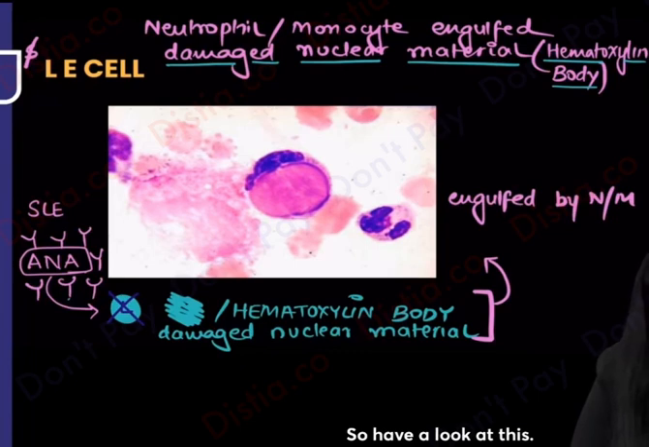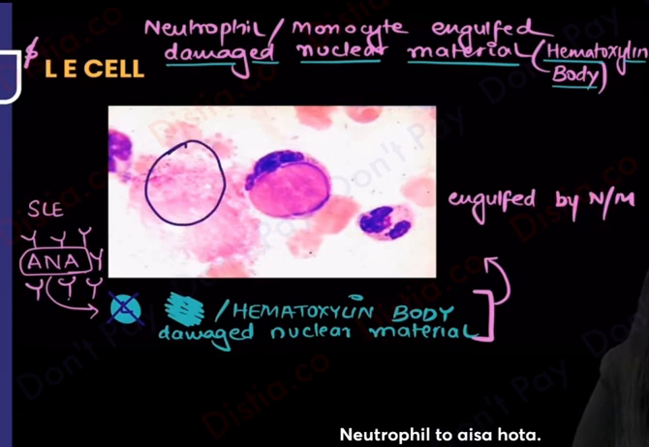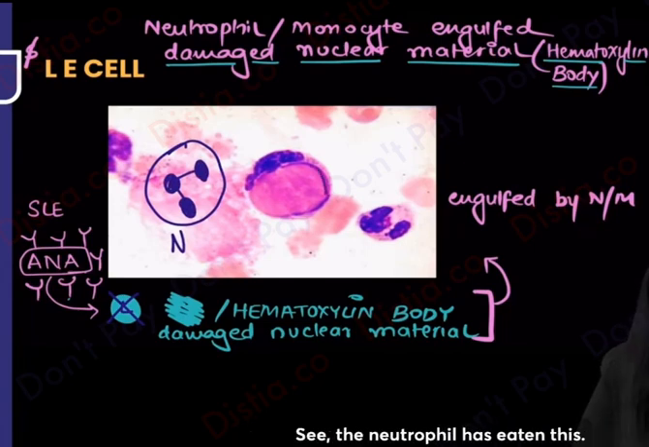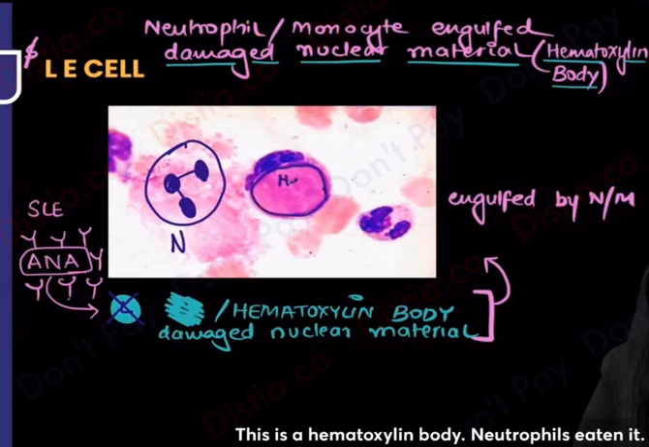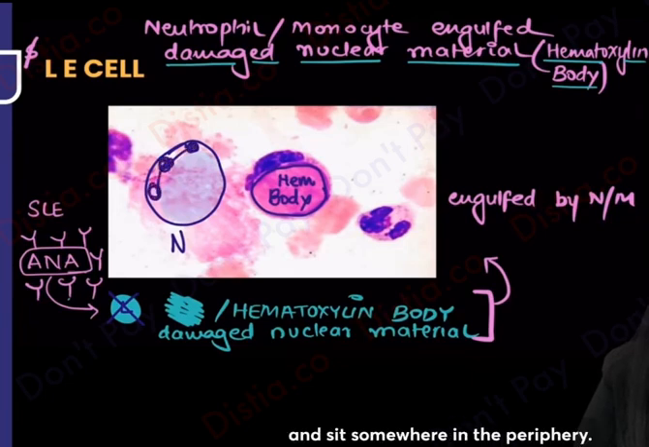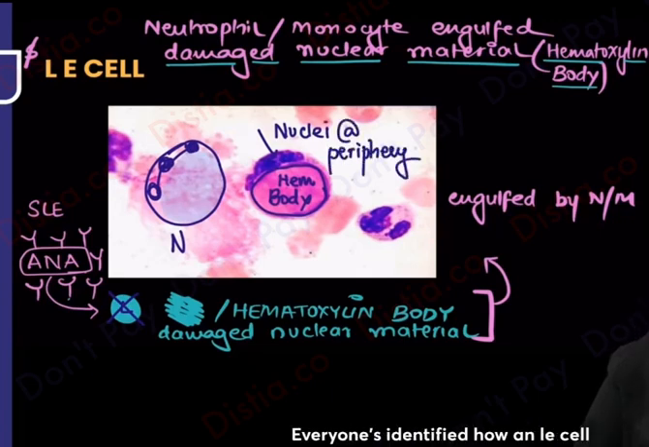So have a look at this. Do you know this is ideally a neutrophil? You'll say, how ma'am? I don't agree. A neutrophil looks like this. A neutrophil always has these lobes that you talk about. This is a normal neutrophil. Right now, this neutrophil has eaten something. See, the neutrophil has eaten this. This is a hematoxylin body. When the neutrophil has eaten a big hematoxylin body over here like this, where will all the nuclei go? The nuclei are going to go and sit somewhere in the periphery. See, these are the nuclei which have come to the periphery because someone else is sitting inside the neutrophil. Everyone's identified how an LE cell is going to look.